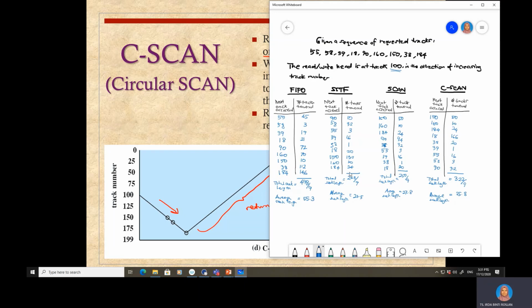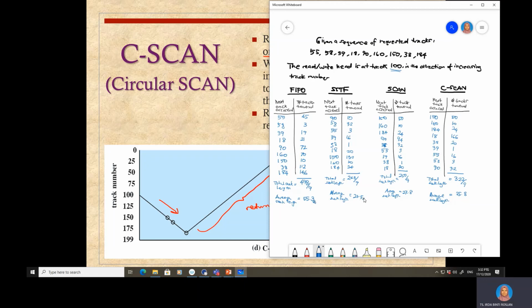So now you can compare the performance of each of these scheduling policies or algorithms. FIFO, you will get 55.3 seek length. When you mention time, it should be short, meaning that the shorter the better.